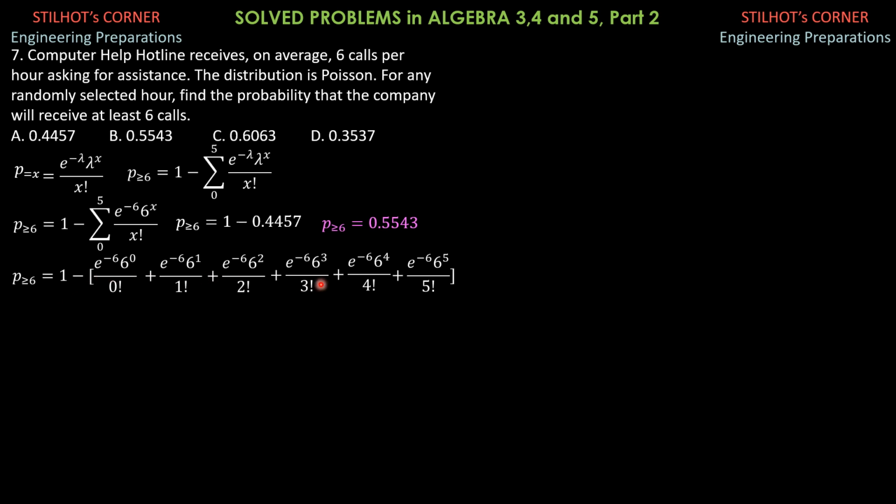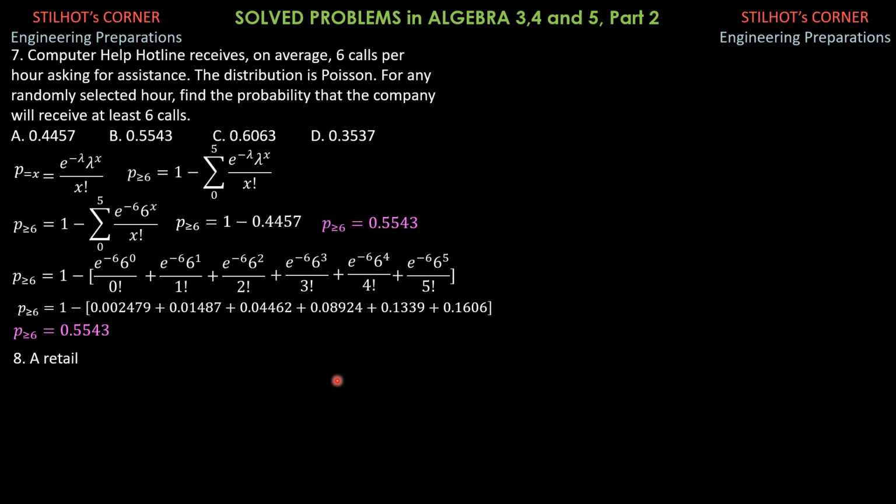So computing each term, we have 1 minus the quantity 0.002479, the second is 0.01487, the third 0.04462, the fourth 0.08924, the fifth 0.1339, and the sixth 0.1606. So combining and subtracting from 1, the answer is the same, 0.5543.